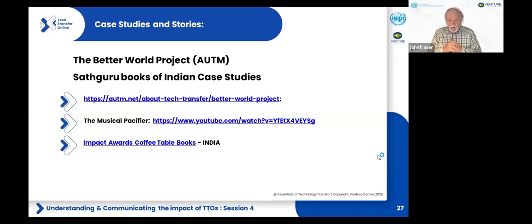The lower URL, Impact Awards Coffee Table Books. This is a URL to 2 volumes. I'll show you a couple of examples of stories from India. Technology transfer done inside the country, where stories similar to the Better World Project were gathered together by the Sadhguru Management Group of Hyderabad and published in a hard copy coffee table book. And I'll show you examples of this. So those are the 2 databases that I know of. There are a few others. The Brits have done some gathering of stories as well.